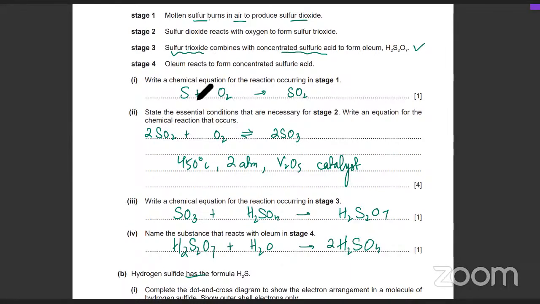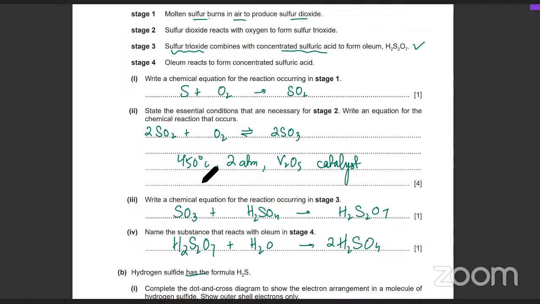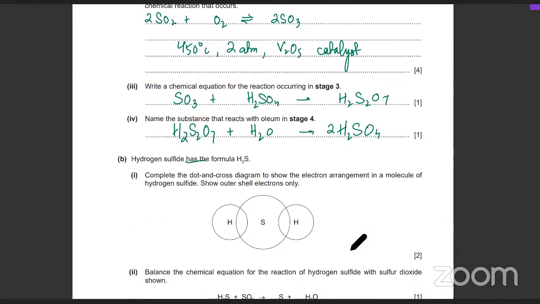So this is basically the entire contact process, which you have to remember. Sulfur is burned in air, forms sulfur dioxide, which is then reacted with oxygen again to form sulfur trioxide. But for that, you need a catalyst and you need a higher temperature. And then the sulfur trioxide is dissolved in sulfuric acid, which is then diluted to form sulfuric acid.